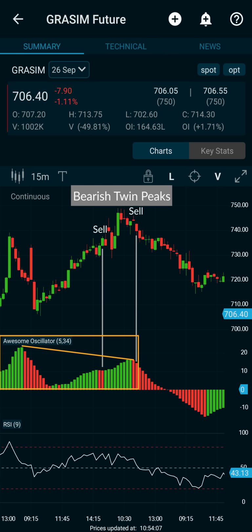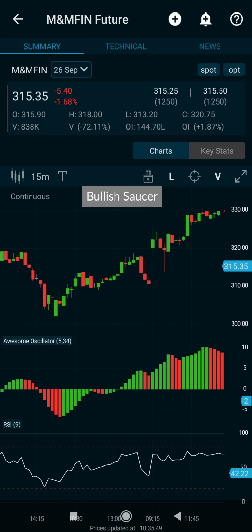One can slightly modify this by waiting up to the third reversal bar to place the trade to await a confirmation. Now coming to the saucer strategy.